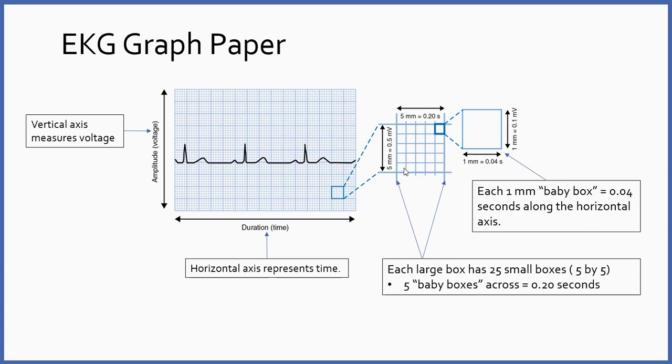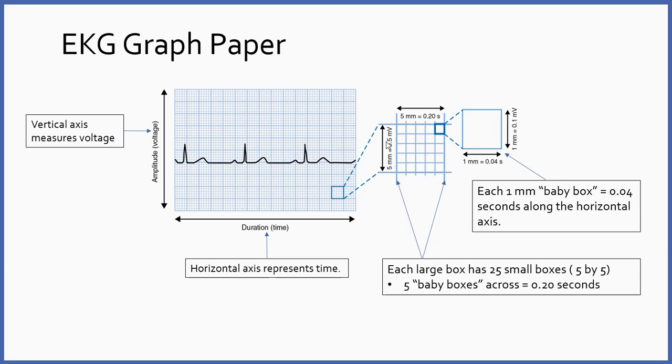Now, remember, we're going to focus on the horizontal axis. Each little baby box across that box, remember, horizontally across that box, is time. And each little baby box represents 0.04 seconds of time. That's not a lot of time. When you look at the group of 5 boxes across, so we're looking horizontally again, if each baby box represents 0.04 seconds, when we multiply that times 5, those 5 baby boxes represent 0.2 seconds worth of time. So it makes it just a little bit easier, okay?